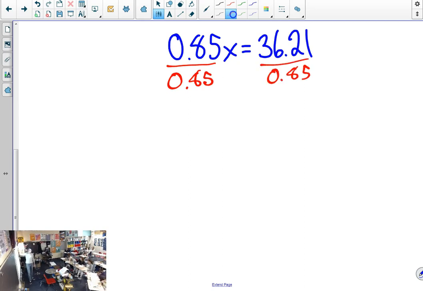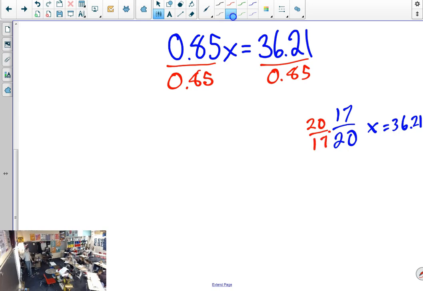An alternative method. 85 hundredths could reduce to 17/20ths, right? I believe. I want to think that's true. If we had the fraction, we'd be dividing by the fraction, but we don't really understand what that means, so we multiply by the reciprocal. This would get us the same thing.